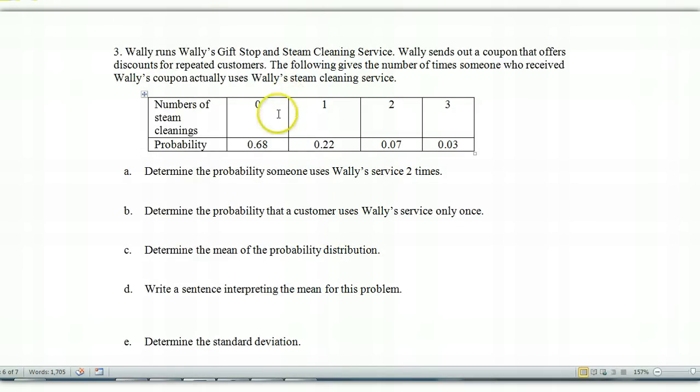We got a probability distribution in problem number 3. So we're determining the probability someone uses Wally's service 2 times. So this is, I mean, it's about as easy as it gets. The probability someone uses Wally's steam cleaning service 2 times is 0.07. So 0.07. That's literally as easy as it's going to get on this thing. Just can you read a probability distribution? Only once. There's 0.22 right beside it.